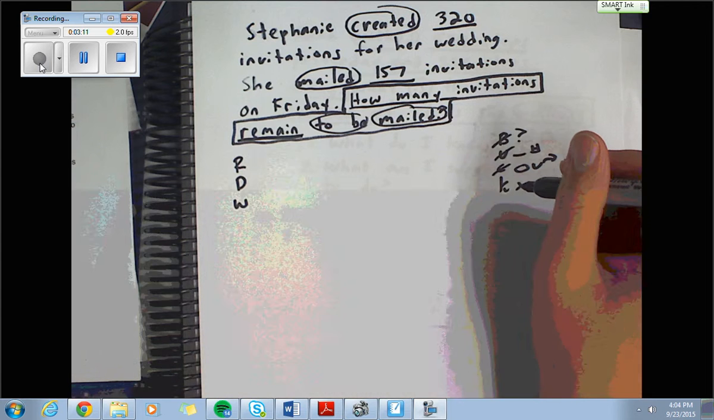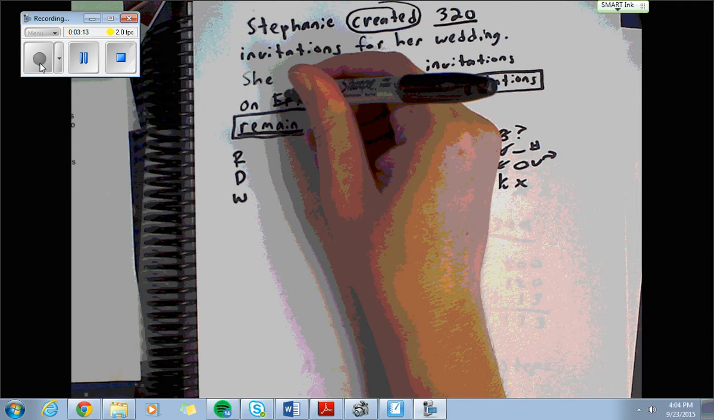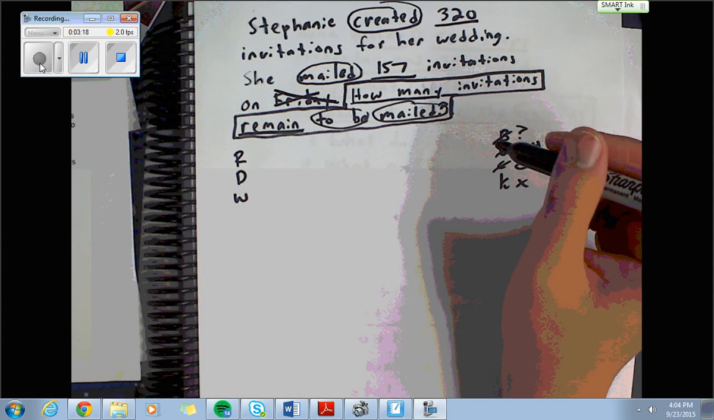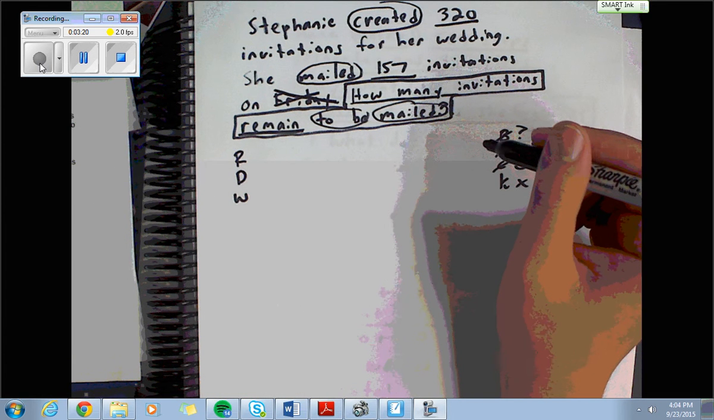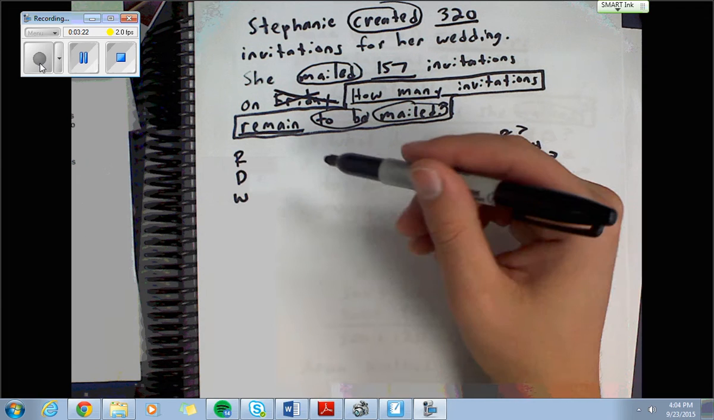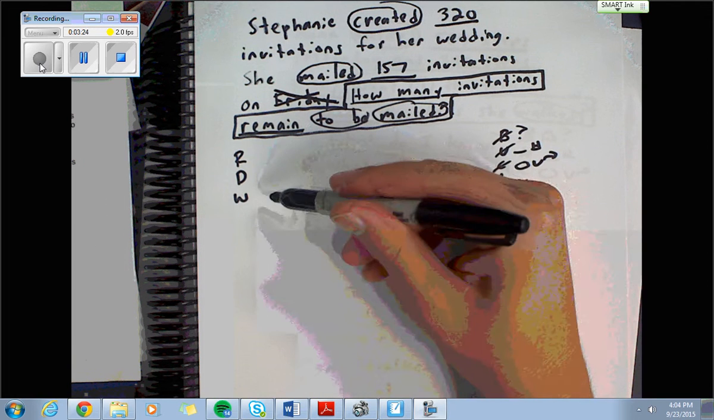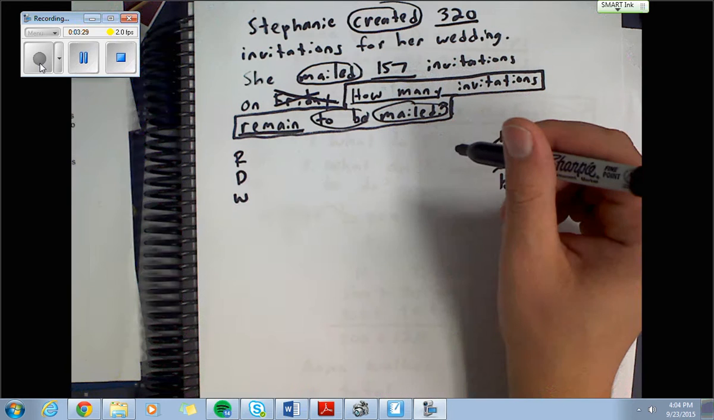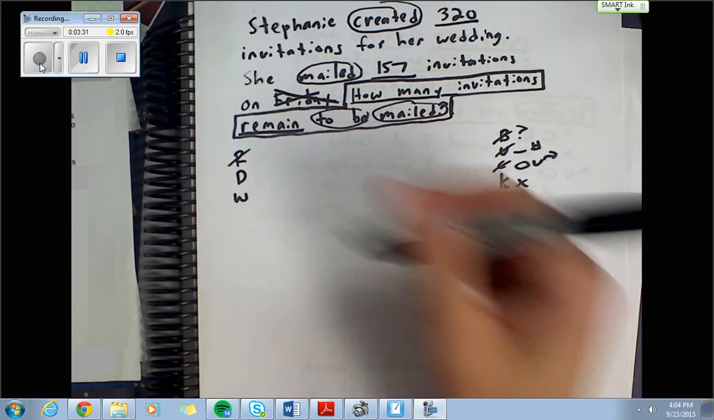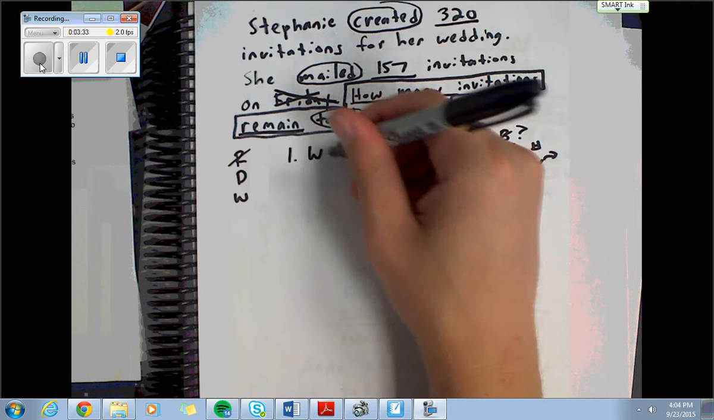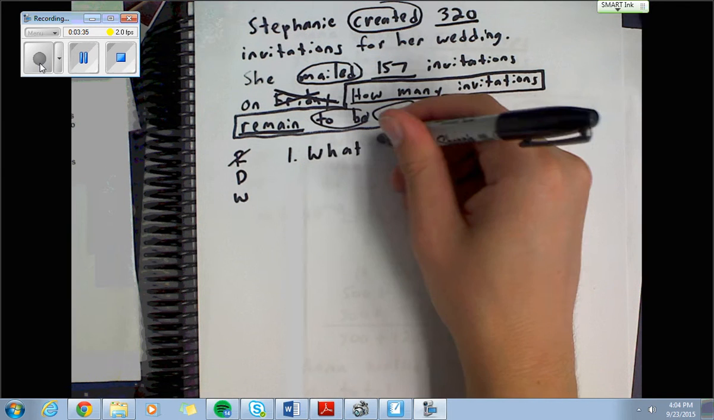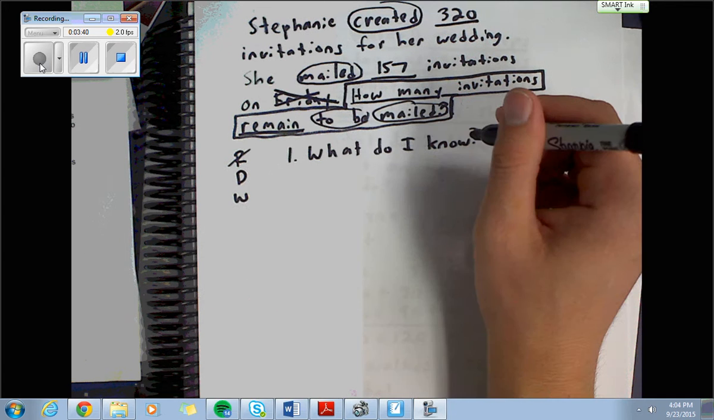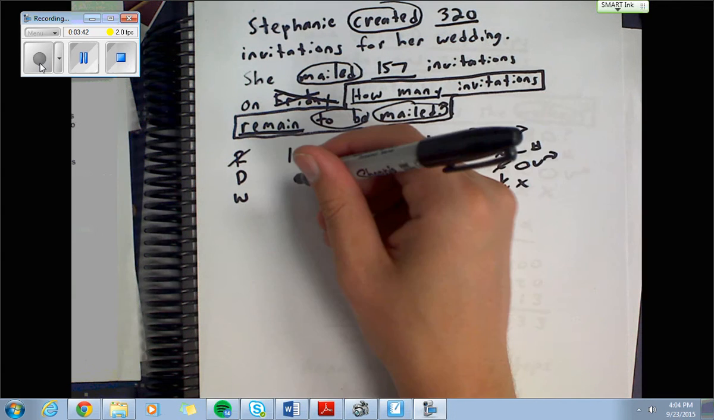Okay, kick out stuff we don't need. I don't really need to know what day she mailed them off, so I'm going to cross off Friday. Everything else here, I'll probably be using either in my model or in my written explanation, so I'll keep the rest of it in there. Okay, last thing before we move on to draw a model, we'll cross off the K by the way, let's ask our two questions. What do we know? And just as important, what am I supposed to do?